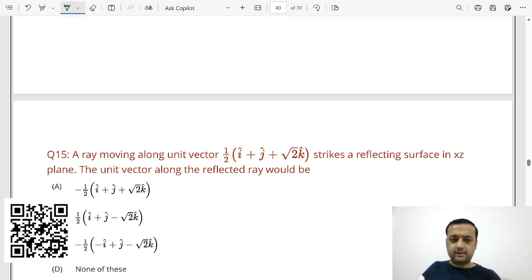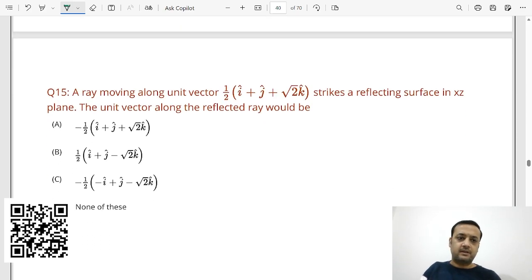Now look at this question here. Basically, here what is happening? The ray is moving along a unit vector, which is given as this. And it strikes a reflecting surface, which is the XZ plane. So we have to find the unit vector along the reflected ray.